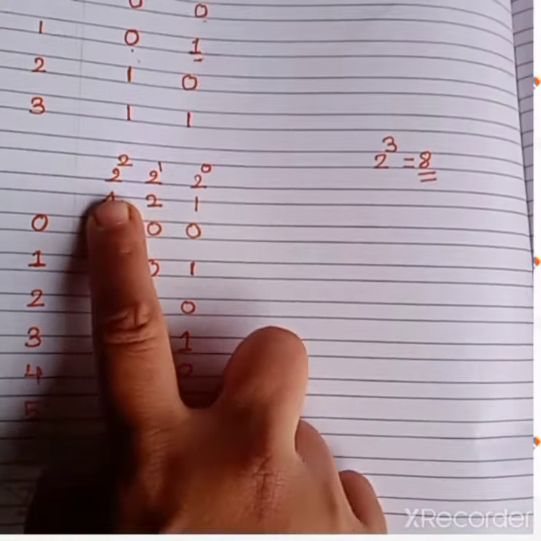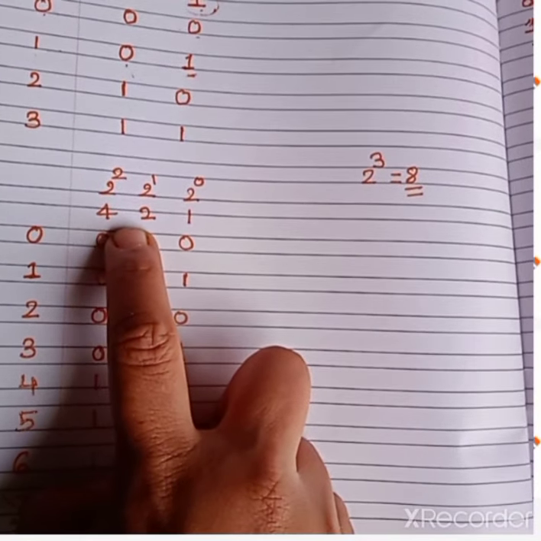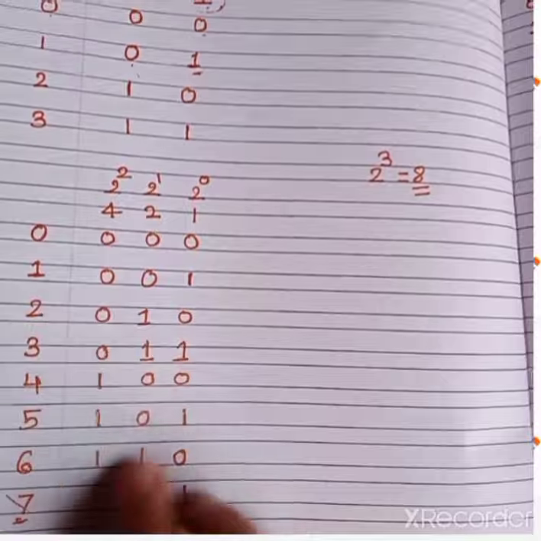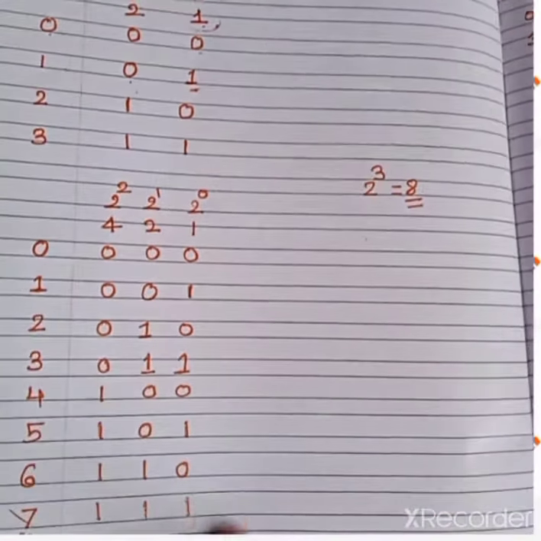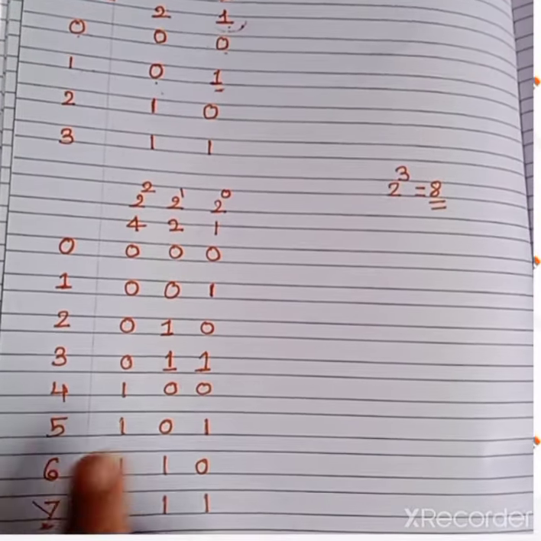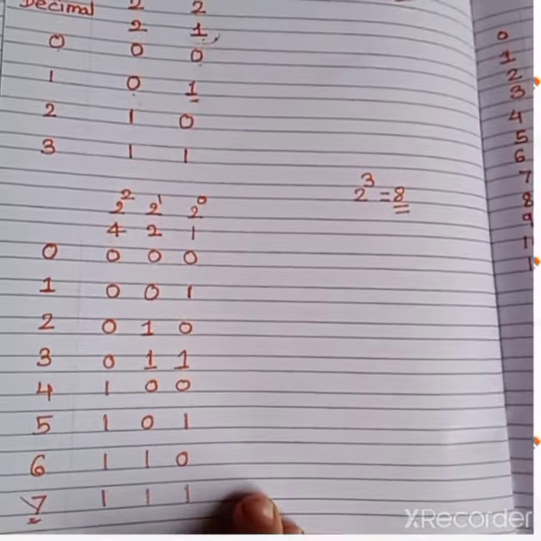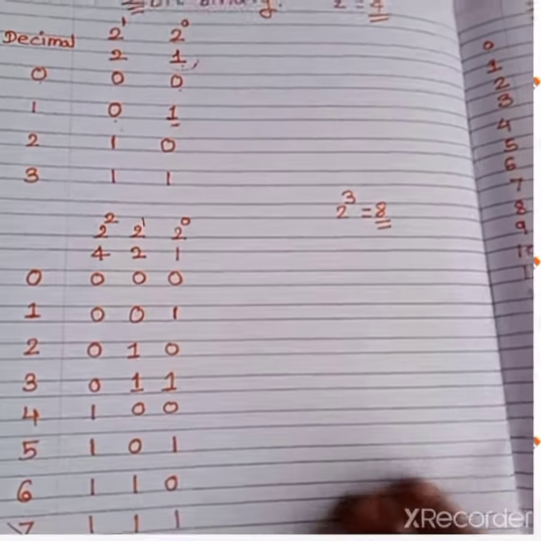And for 7, make all the columns 1, means make all the weights 1. 4 plus 2 plus 1, that is 7. So triple 1. So this is a 3-bit binary. Right? So this is the decimal equivalents and their binary equivalents. Make this table in your notebook compulsory.